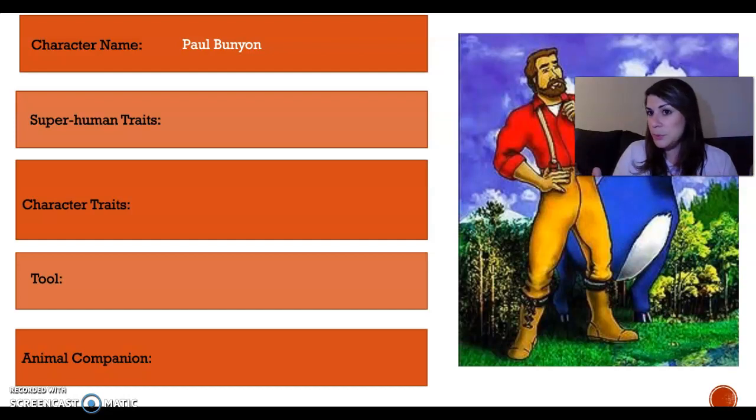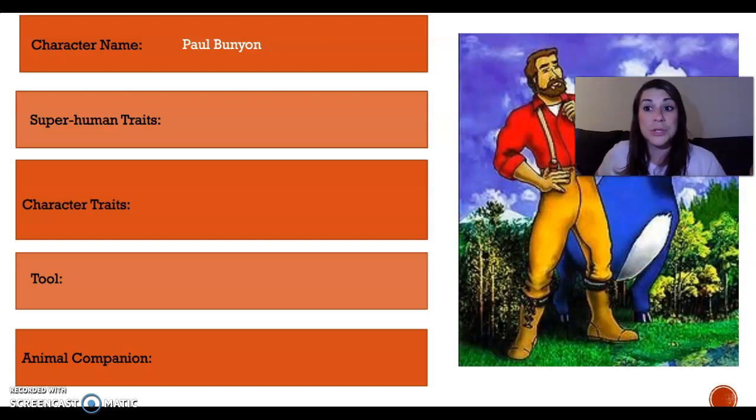They're different from the superhuman traits just because we look for character traits in all stories, but not all characters have superhuman traits like a tall tale character does. Character traits are internal and external. What do they look like on the outside? Those are the external. And then how are they inside? How do they feel? How do they act? Those are the character traits you're looking for as I read this story.